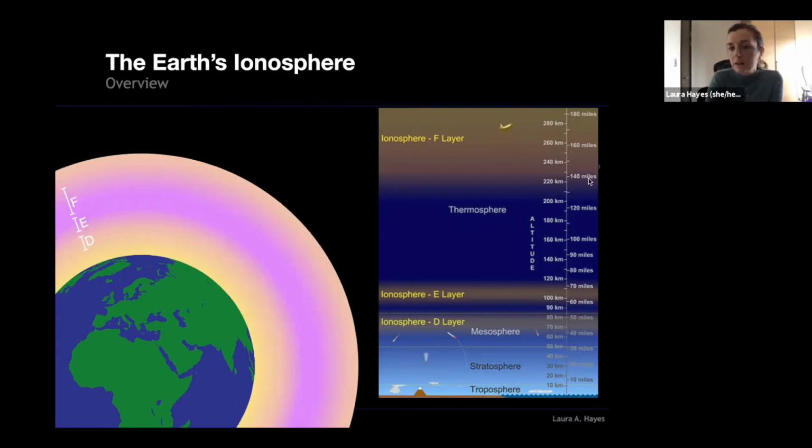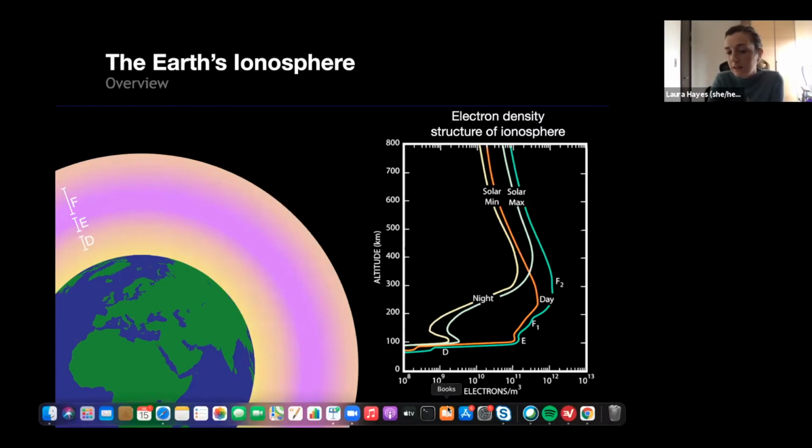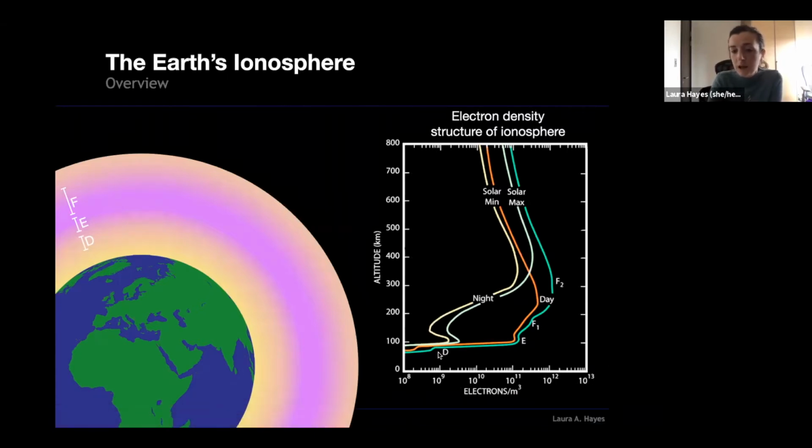Going back and looking at these individual layers of the ionosphere, I said that these layers are defined based on the electron density structure. So if we have a look at this plot, this is altitude versus electron density. We can see the profile, and we can see straight off from this plot how directly linked it is to the sun's output.